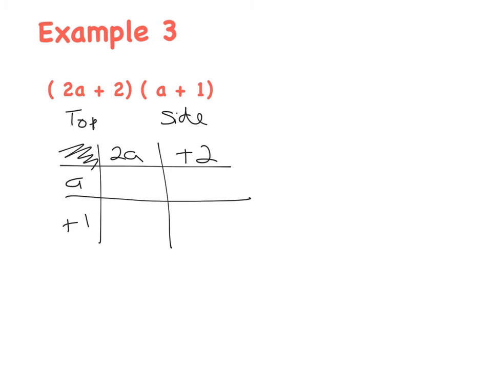And I cross multiply as so. A multiplied by 2a is going to give me, well, this is, remember, 1a, and 1 times 2 is 2. And the a times a is going to give me a squared.